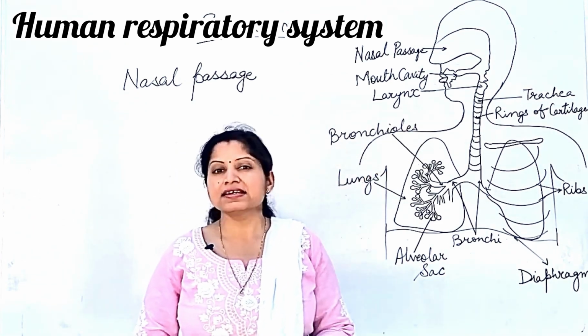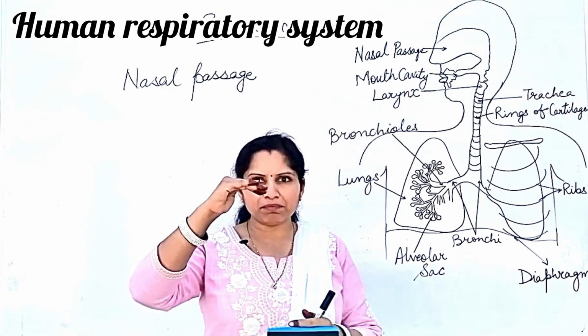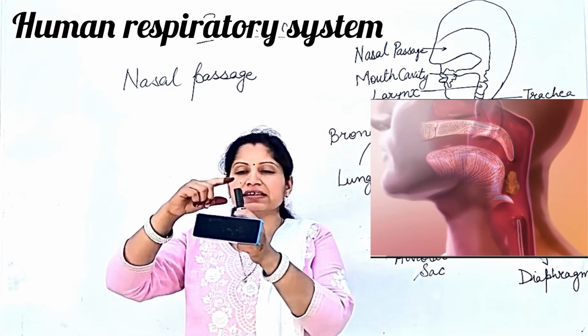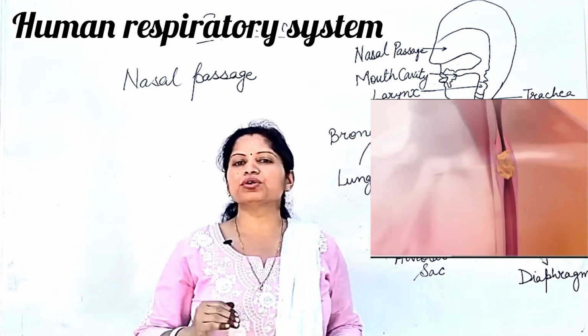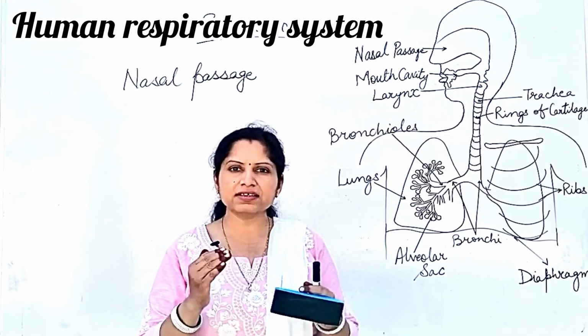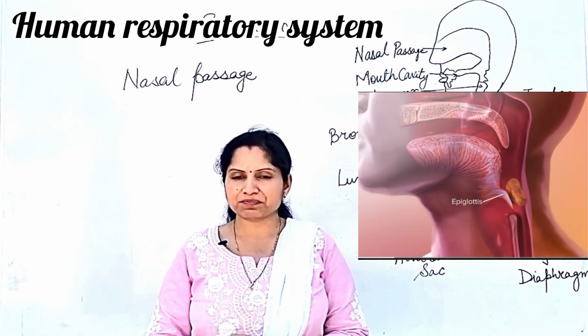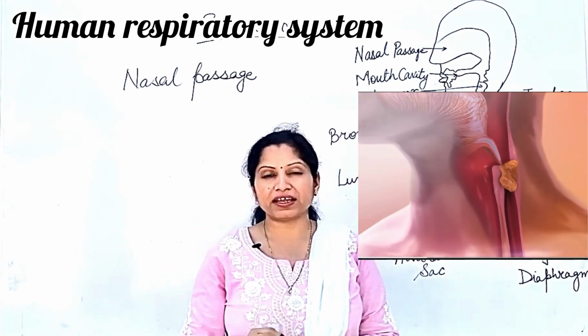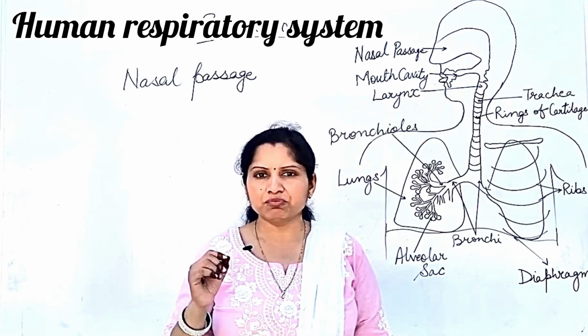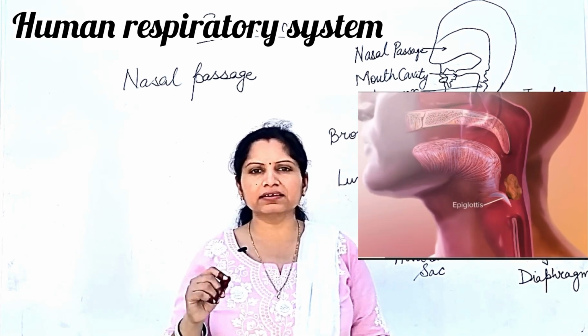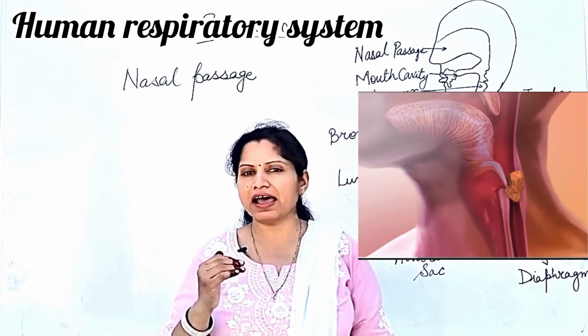So the larynx is covered by a flap-like structure. Flap-like structure means a lid-like structure. This flap-like structure covers the larynx and prevents the entry of food into the larynx. That flap-like structure is known as the epiglottis. Remember, that is called the epiglottis. It prevents the entry of any food particle or water into our larynx.